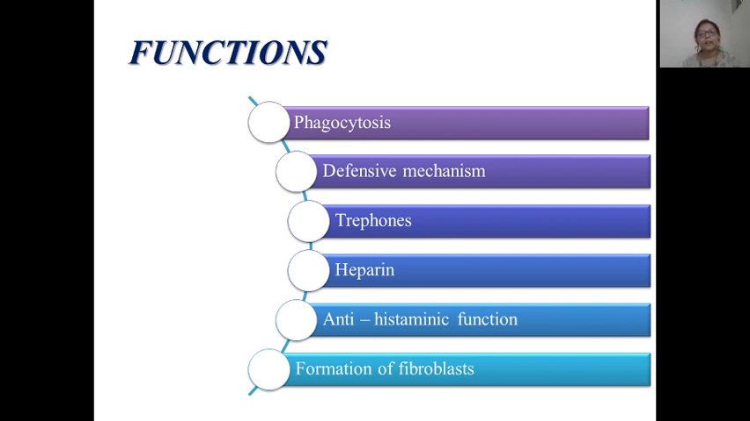It also helps in producing heparin, which is an anticoagulant. It also helps in antihistaminic functions, as well as the formation of fibroblasts, which also act as a defensive property. These were all the functions of the WBC.